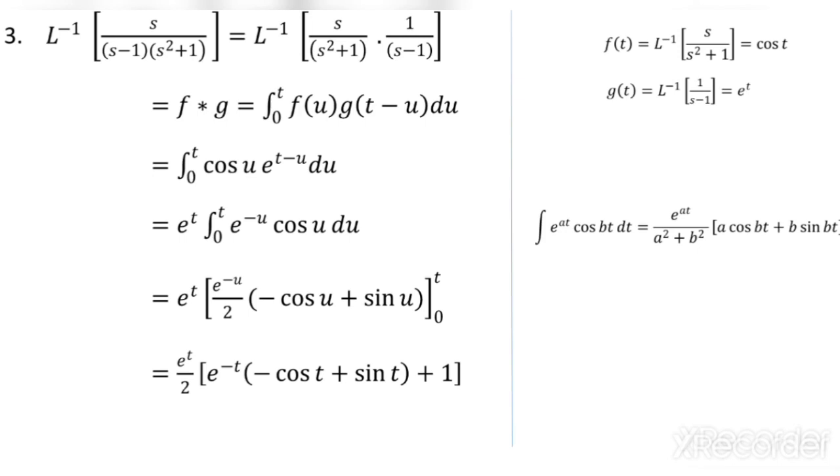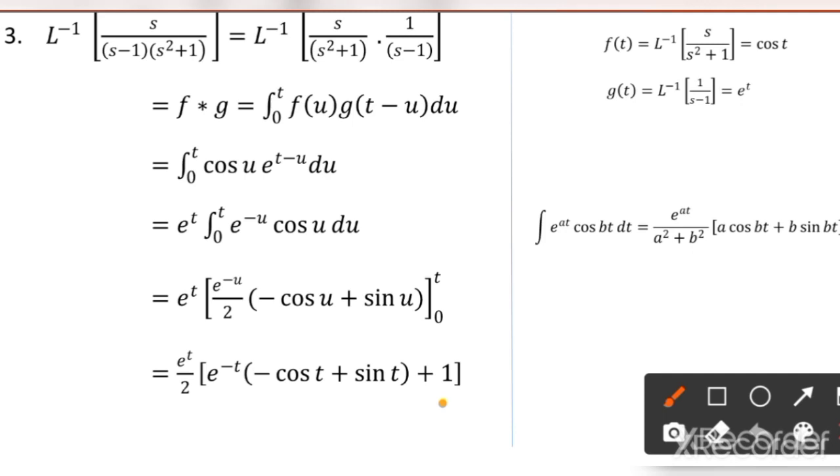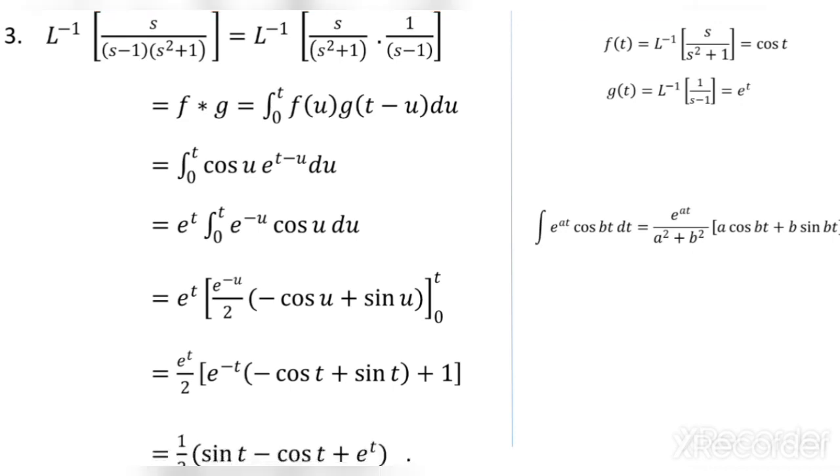Or if you want, you can take e power t inside. e power t by 2 into e power minus t, that is e power 0, anyhow it is 1. So 1 by 2 times minus cos t plus sin t, or sin t minus cos t by 2, and e power t by 2 into 1, that is e power t by 2. So I can write the final answer as 1 by 2 times (sin t minus cos t plus e power t).